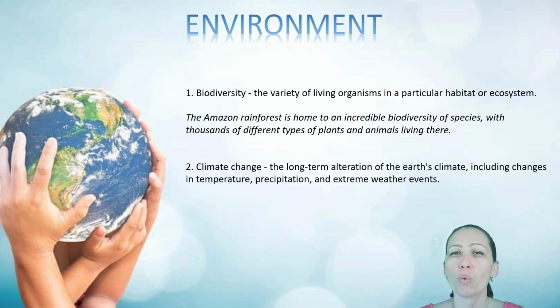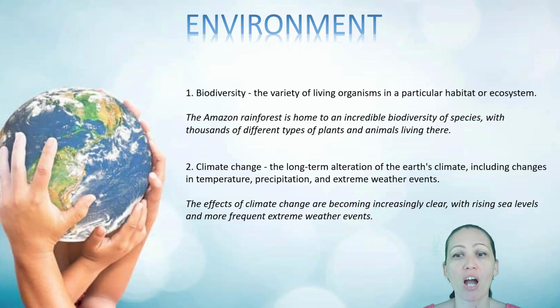When we talk about the environment, we always mention climate change. Climate change is a long-term alteration of Earth's climate, including changes in temperature, precipitation, and extreme weather events. When we're talking about extreme weather events, we refer to damaging winds, lightning, thunder, hail, and other precipitation. For example, the effects of climate change are becoming increasingly clear with the rise in sea levels and more frequent extreme weather events.